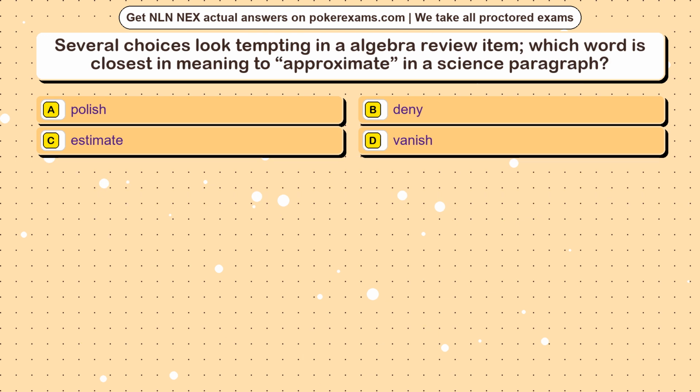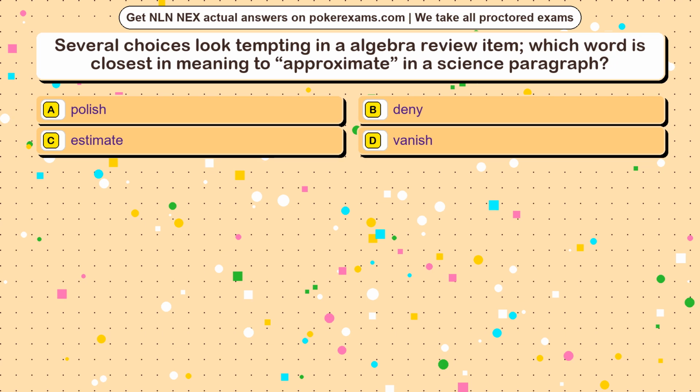Question 12. Several choices look tempting in an algebra review item. Which word is closest in meaning to approximate in a science paragraph? Option A, polish. Option B, deny. Option C, estimate. Option D, vanish.